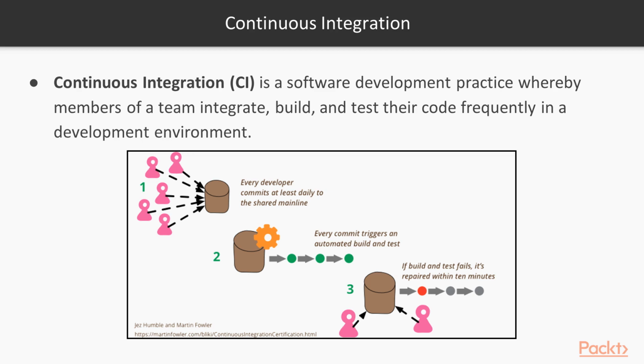This diagram, taken from Martin Fowler's website, who contributed to popularize the term continuous integration, illustrates three main principles of a CI workflow. First, developers work on a shared code base under version control and commit frequently, ideally once a day. Second, a commit triggers an automatic build and test process. Third, if something fails or breaks, it is fixed quickly by whoever broke the build or the test suite.